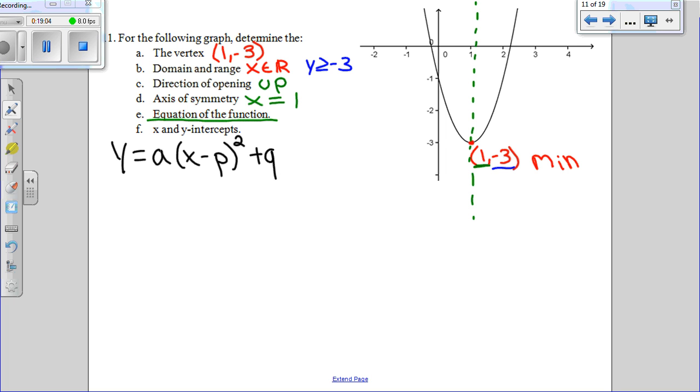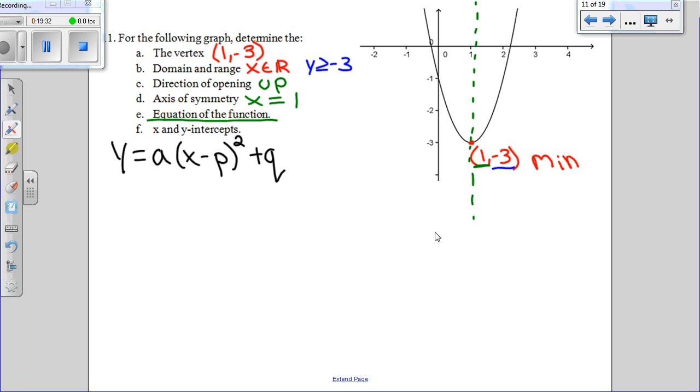That is vertex form. It will be given to you on a test. It will not say it's vertex form. Your formula sheet will just have this form on it. It won't say this is vertex form. It'll just have this form on it. This is vertex form because in your vertex, the x value is p, the y value is q.